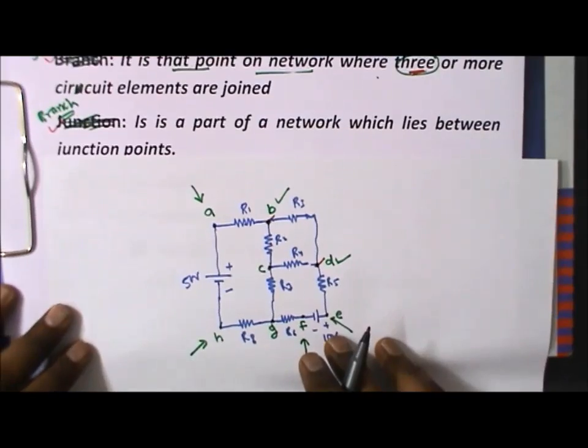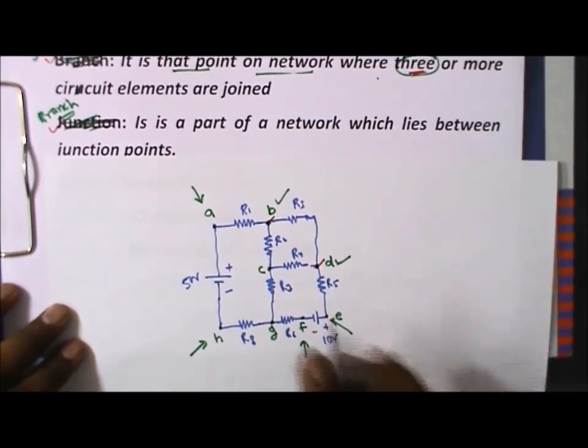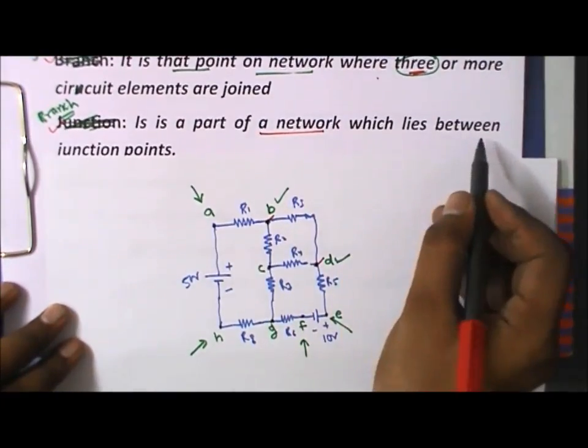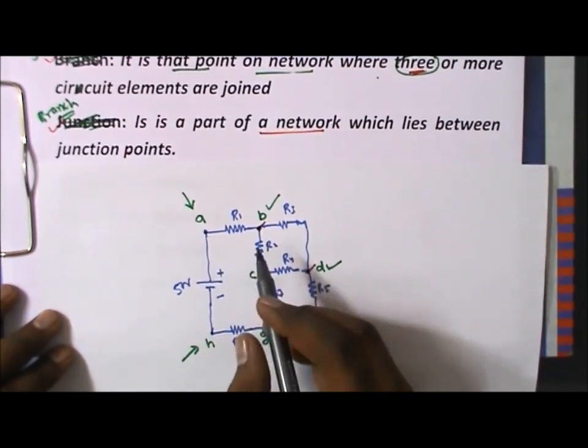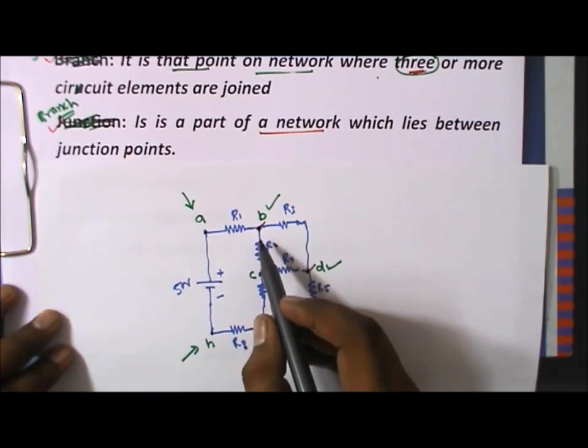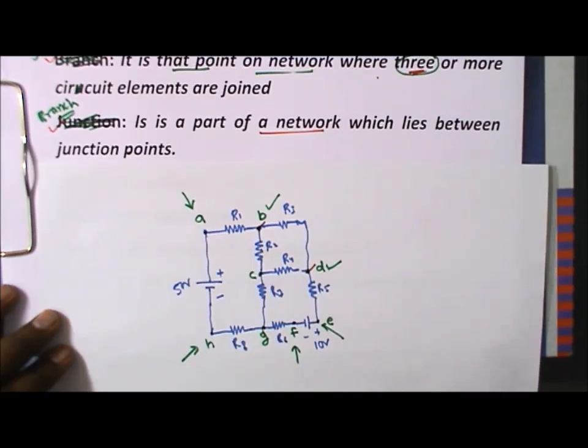Next part we are having a branch. It is a part of a network which lies between the two junction points. Branch is basically that part of the network which lies between two junction points.